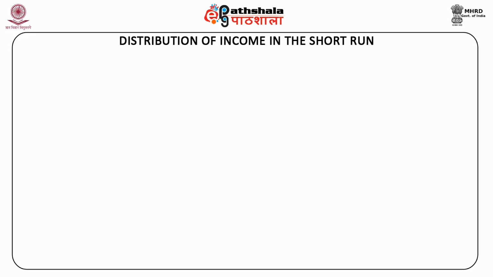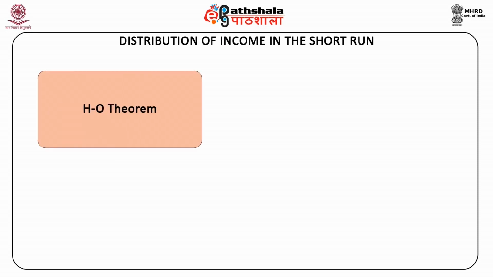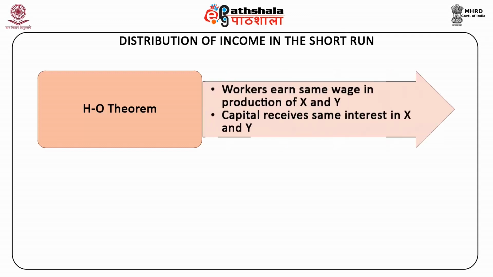Now we will discuss the distribution of income in the short run. If the HO theorem holds true, then it does not depend on which industry employs them. Workers earn the same wages in the production of good X and Y, and capital receives the same interest rate in both good X and Y.